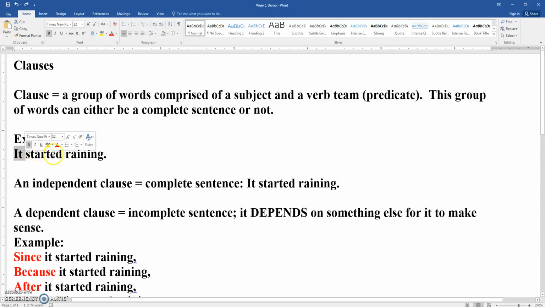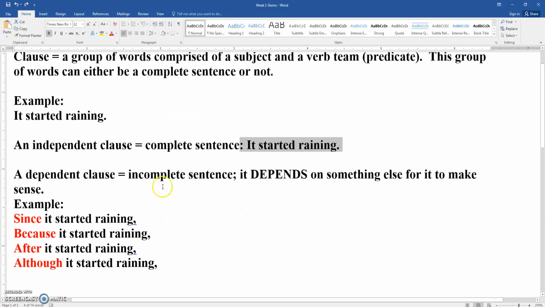This is the subject, and then these two words comprise the verb team, sometimes called a predicate, and it is a complete thought. It is a complete sentence, therefore it is an independent clause. Independent. It stands on its own without any dependency on anything for it to make sense. It is a complete sentence. It started raining.